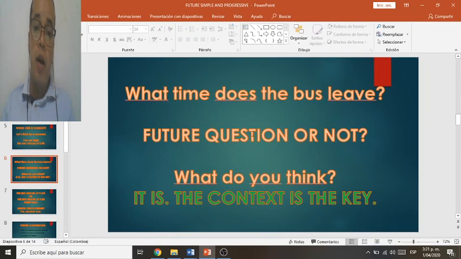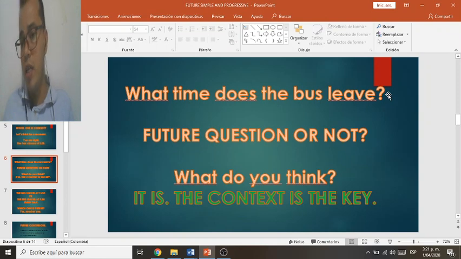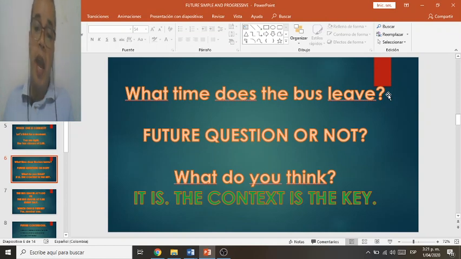Okay, this question: What time does the bus leave? Is it a future question or not? What do you think about it? What time does the bus leave? Well, the context is going to give me the answer. So everything is the context.